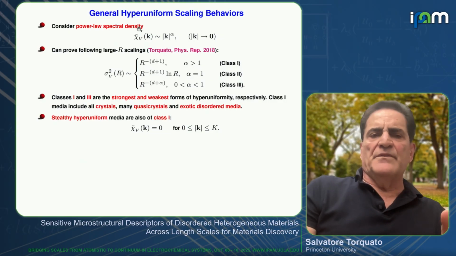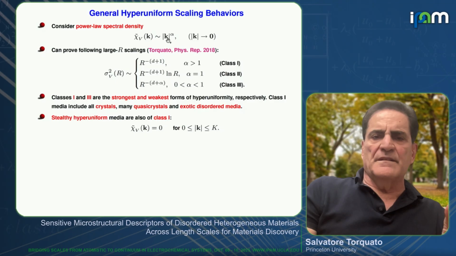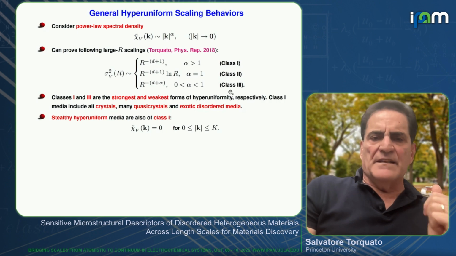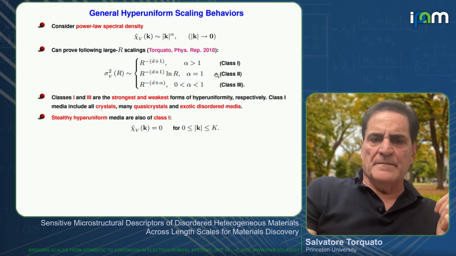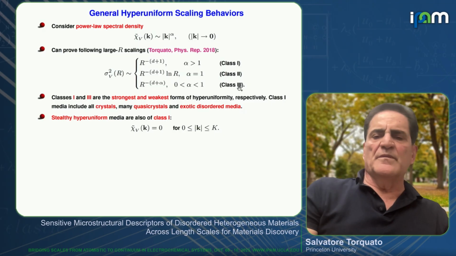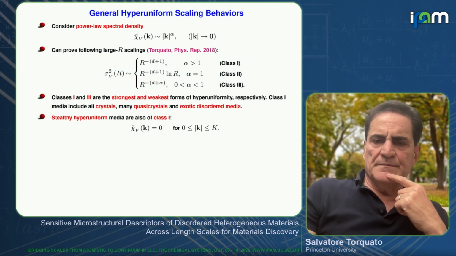So for example, if you have a spectral density that scales like this power law, where alpha is positive, you can show that there are three classes of hyperuniform two-phase media. So this is the strongest class when alpha is greater than 1. When alpha is equal to 1, you have a logarithmic correction. And then between 0 and 1, you have the weakest form of hyperuniformity. That's called class 3.